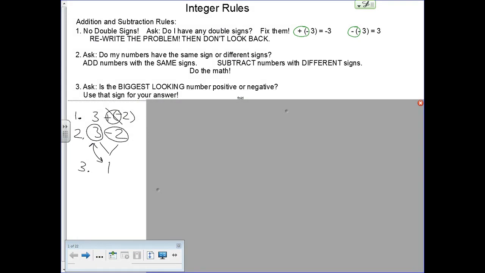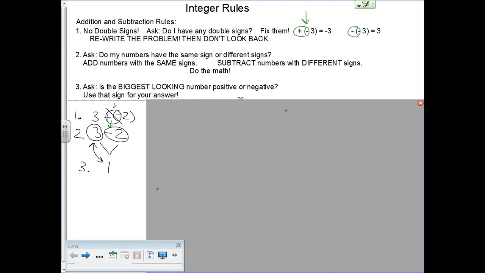Example number 1 says 3 plus a -2. Well, that plus negative that you see here, that's a double sign. We need to circle that double sign, cross it off, and if you remember and you look back at the beginning at rule number 1, a positive negative becomes a negative. So I will change that sign into this negative right here.